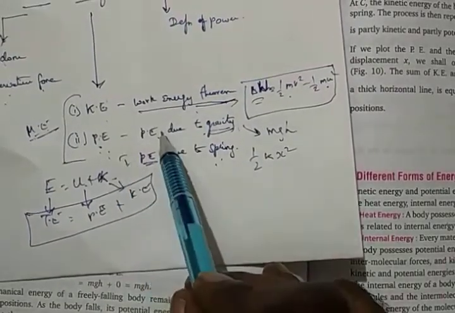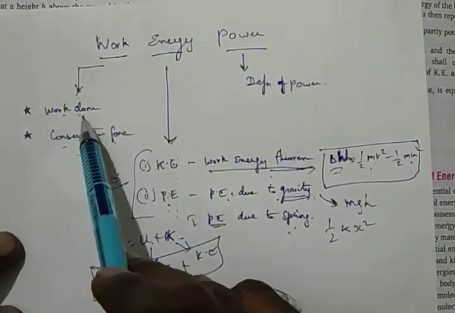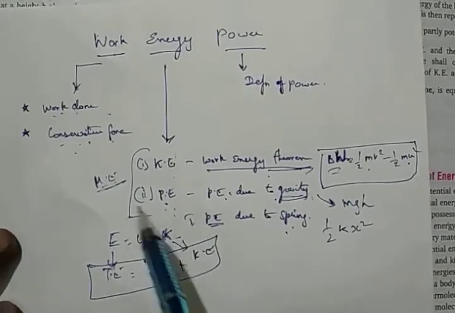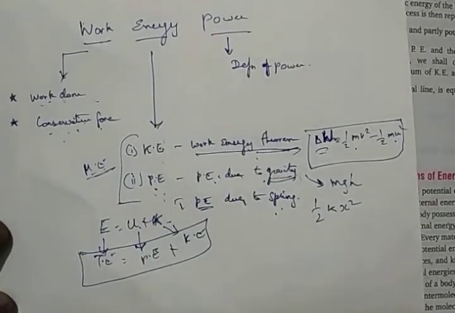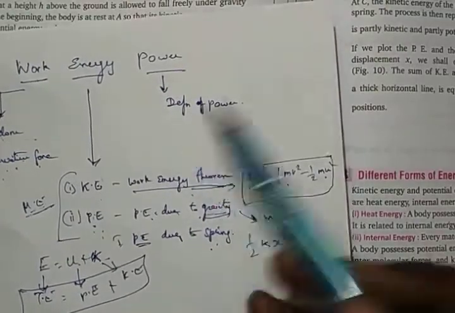Derivation 1, derivation 2, derivation 3 and conservative force 1 derivation is there. And these are all definitions are there, that's all. 1, 2, 3, 4. Okay. The next one is power, which is a very, very small part with just a definition. There's nothing much in it, right?